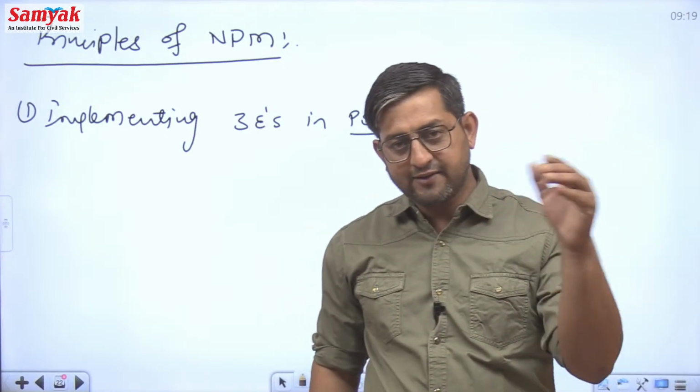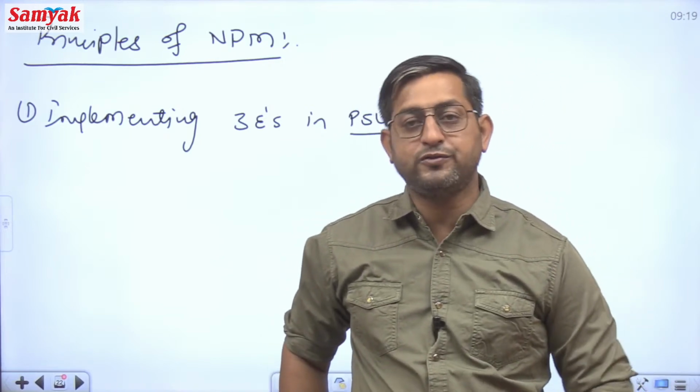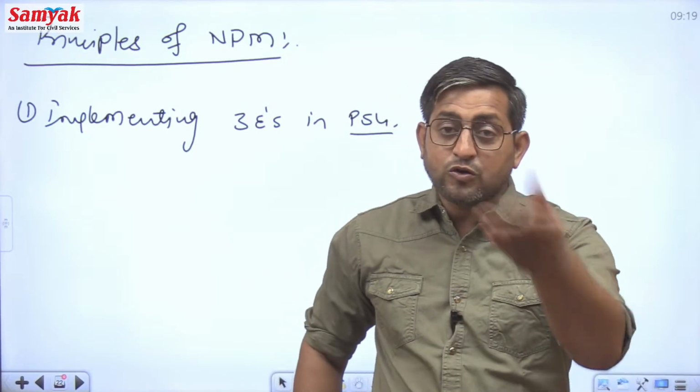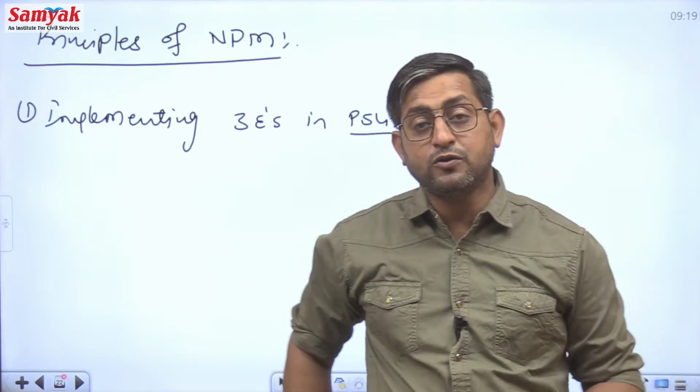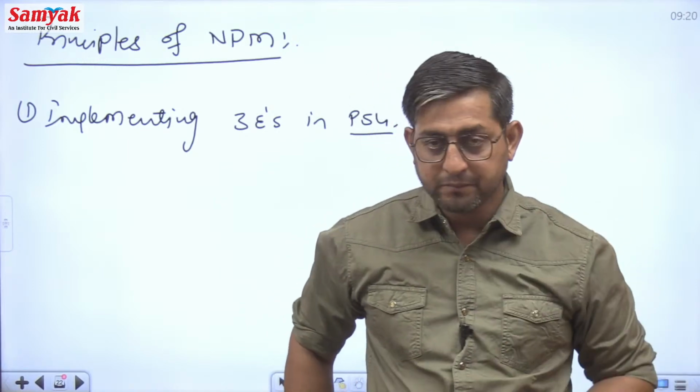Economy, efficiency and effectiveness. Now economy means you will have to ensure that you produce in large amounts so that you achieve the economies of scale. When you achieve the economies of scale, the per unit cost of production goes down, and that is how the profit of the PSU goes up.